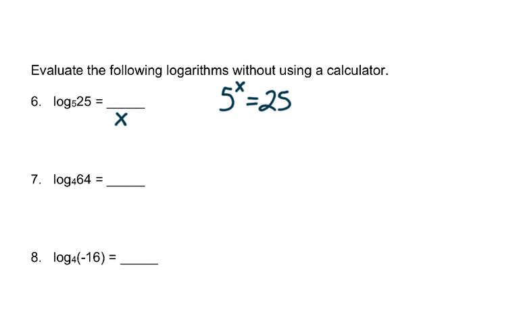Well, 25 is 5 squared, so this is the same thing as writing 5 to the x equals 5 to the second. Since our bases are the same, the exponents have to be the same, so x has to equal 2. Which means log base 5 of 25 equals 2.